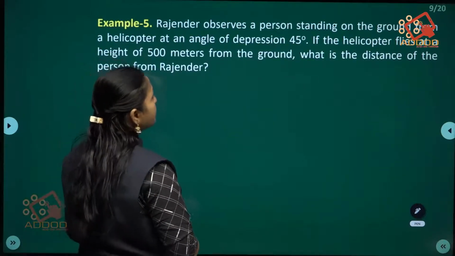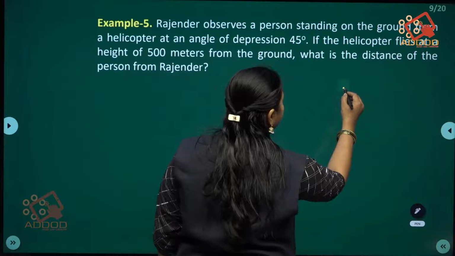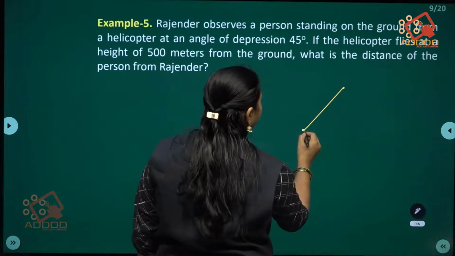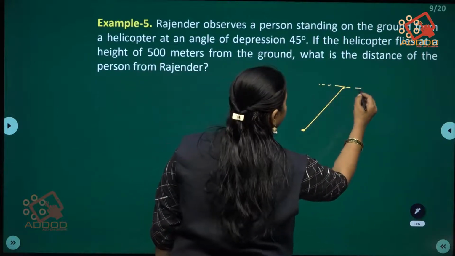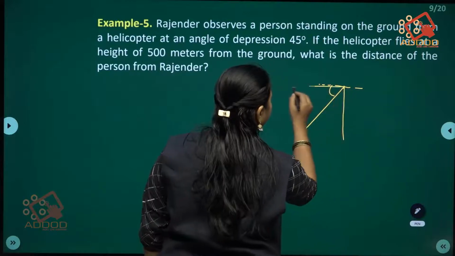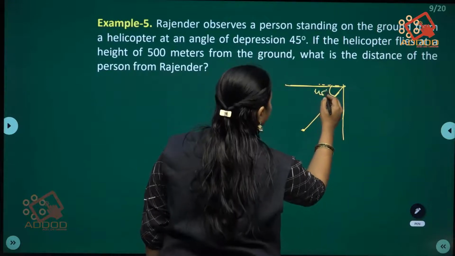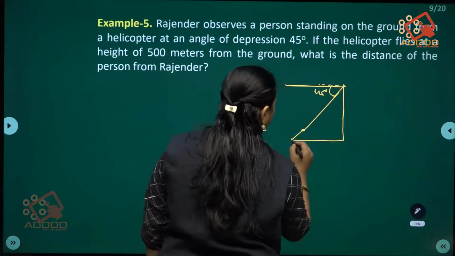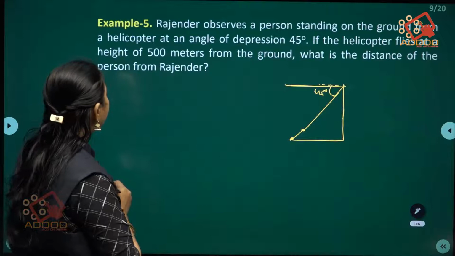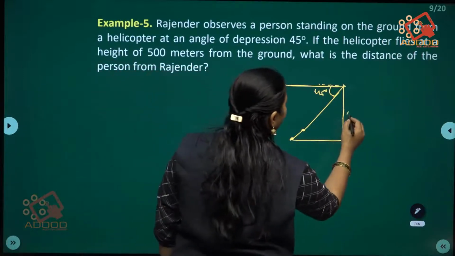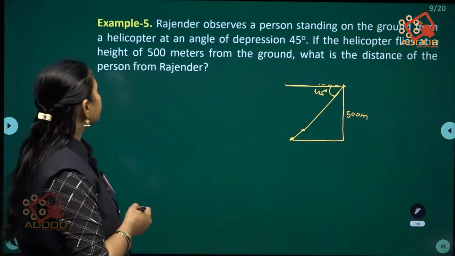See, Rajendra observes a person standing on the ground from the helicopter. See, let's take this is a point of helicopter. He is observing a person standing on the ground at an angle of depression. See, this is angle of depression. It is 45 degrees. This is a person. If the helicopter flies at a height of 500 meters from the ground, what is the distance of the person from the Rajendra?